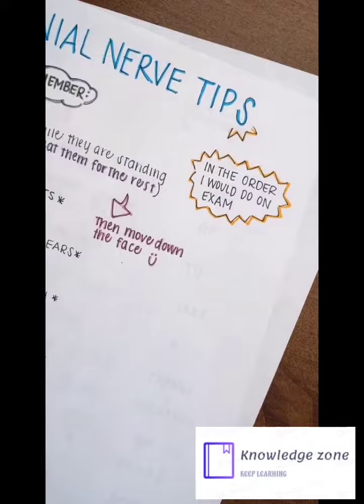Let's start with cranial nerve 1, the olfactory nerve. This will test the patient's sense of smell. We use a common scent with the eyes closed. This will stimulate memory and recognition of smells in the brain if correctly identified.